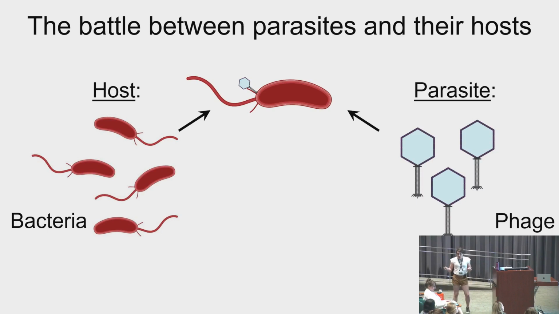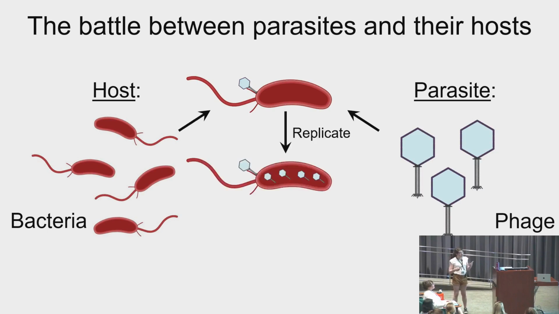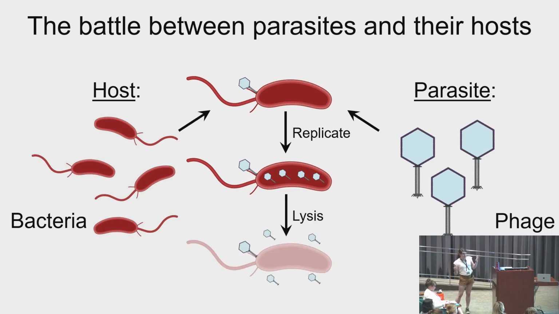And they essentially act like molecular parasites. They will bind to their host, inject their genetic material in, begin to hijack the host machinery in order to replicate, and eventually lyse that cell in order to release those phage progeny into the environment.